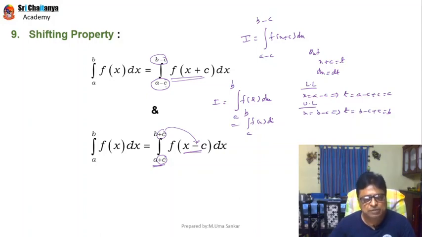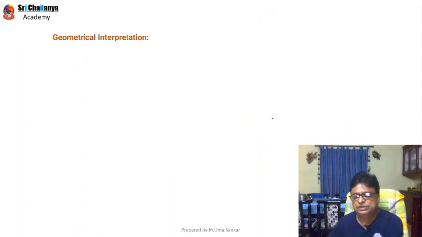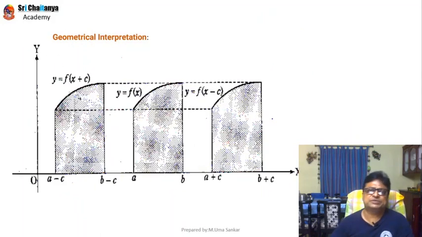And what is the area bounded by the curve f of x under the limits a to b equal to? What is the area of f of x plus c under which limits? Similarly, what is the area of the function f of x minus c under which limits? This is important. For that, please try to understand this graph. So, the geometrical interpretation is this one.